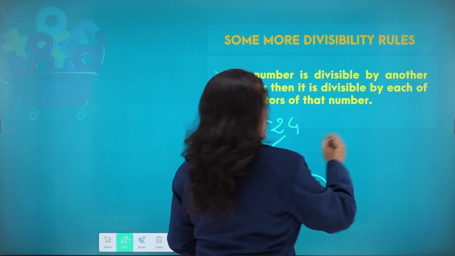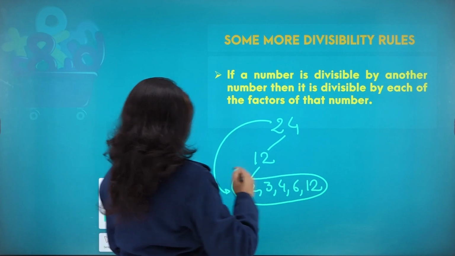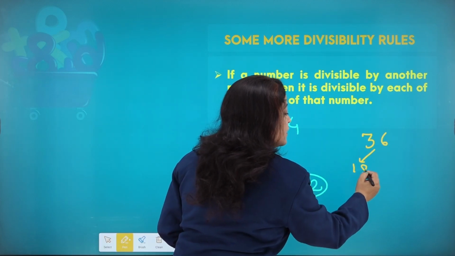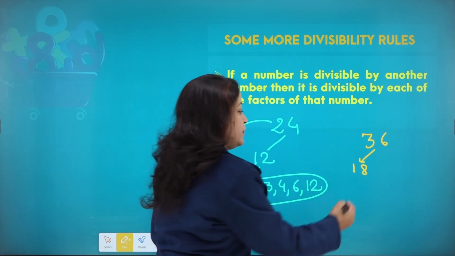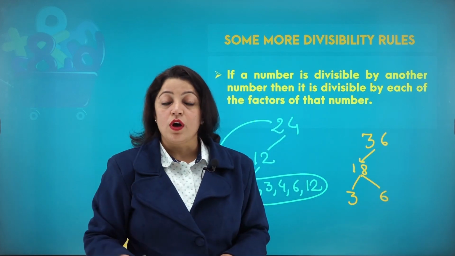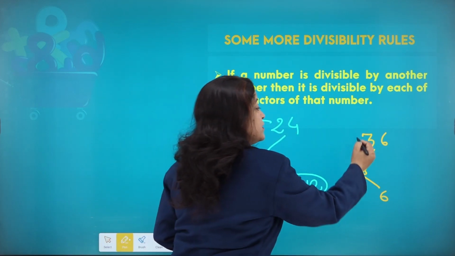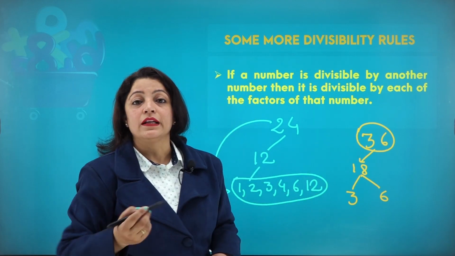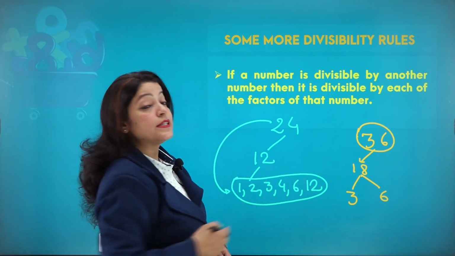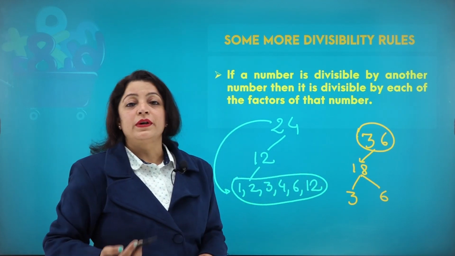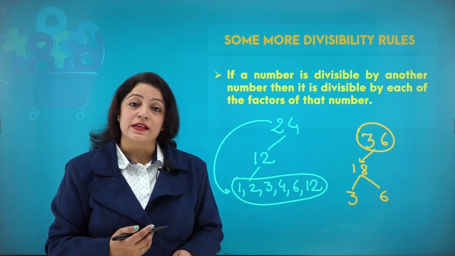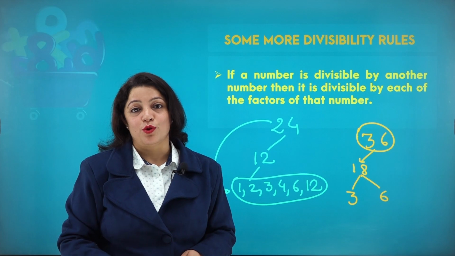Suppose I take one more number, say 36. So I can say a factor of 36 is 18. Okay, and let me write two factors of 18. So two factors of 18 are 3 and 6. So according to this rule, 36 should also be divisible by 3 and 6. That shows if a number is divisible by any number, then it should be divisible by the factors of that number also. And you can relate the same rule to many other numbers also.